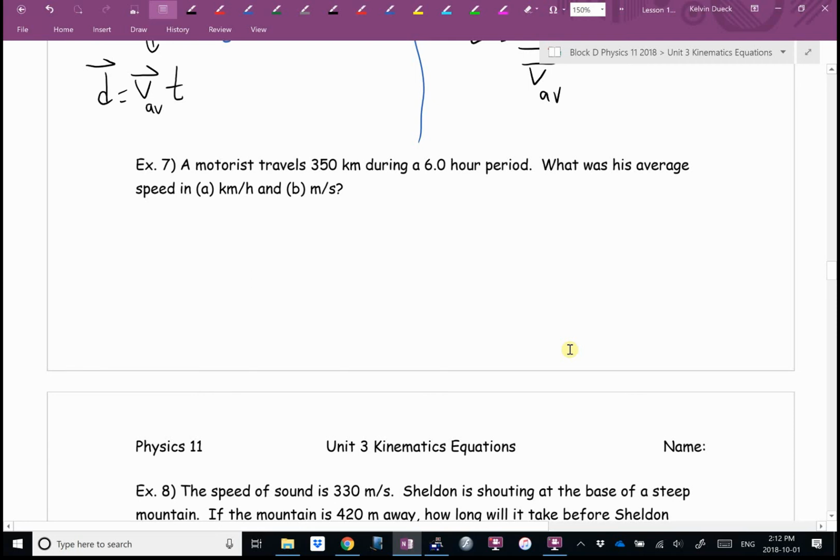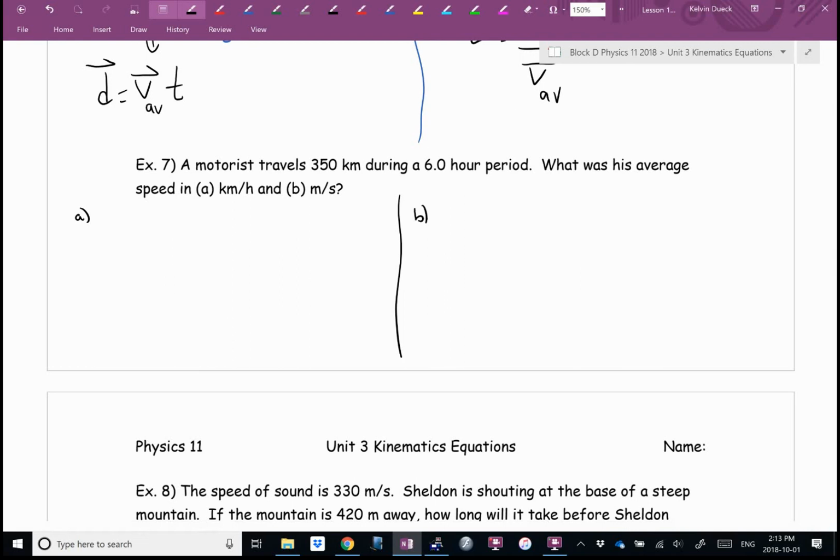Example 7. A motorist travels 350 kilometers during a 6-hour period. What was his average speed in A, kilometers per hour, and B, meters per second? I'm going to go A, B, there. Okay.